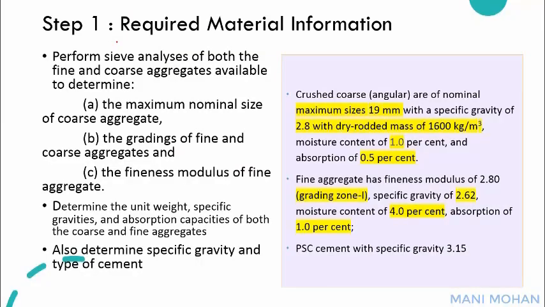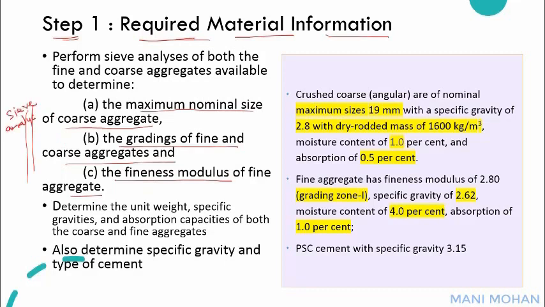In the previous video of proportioning and general steps for mixed design, step 1 was about required material information. The information which needs to be collected is on the maximum nominal size of coarse aggregate, grading of fine and coarse aggregate, with information on fineness modulus of fine aggregate. This information can be determined by conducting a sieve analysis. Next, determine the unit weight, specific gravities, and absorption capacity of both the coarse and fine aggregate. Also, determine specific gravity and type of cement to be used for making the mixed design concrete.